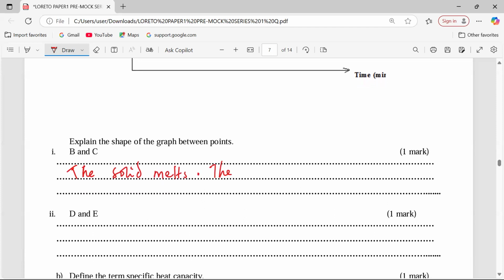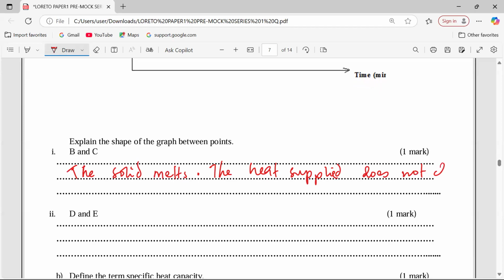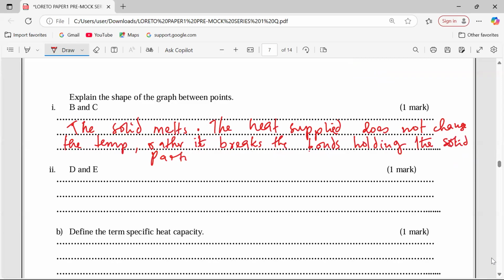Therefore, the heat energy supplied does not change the temperature. Rather, it breaks the forces. This is to break the bonds holding the solid particles together.